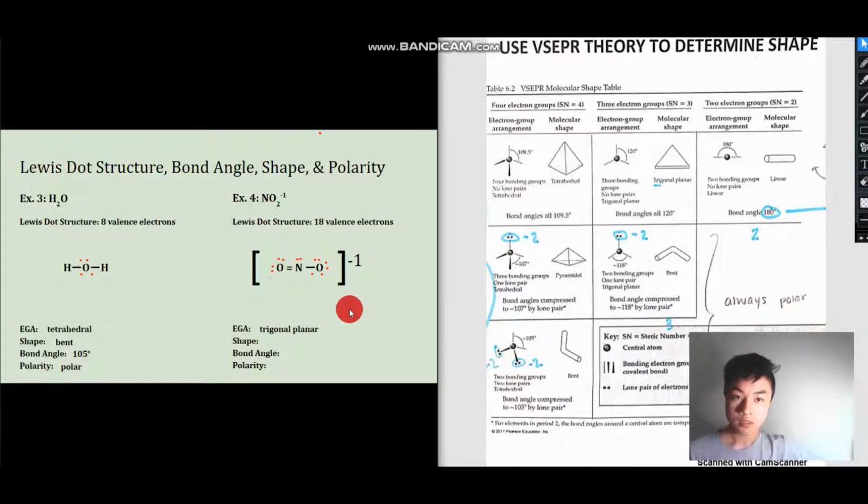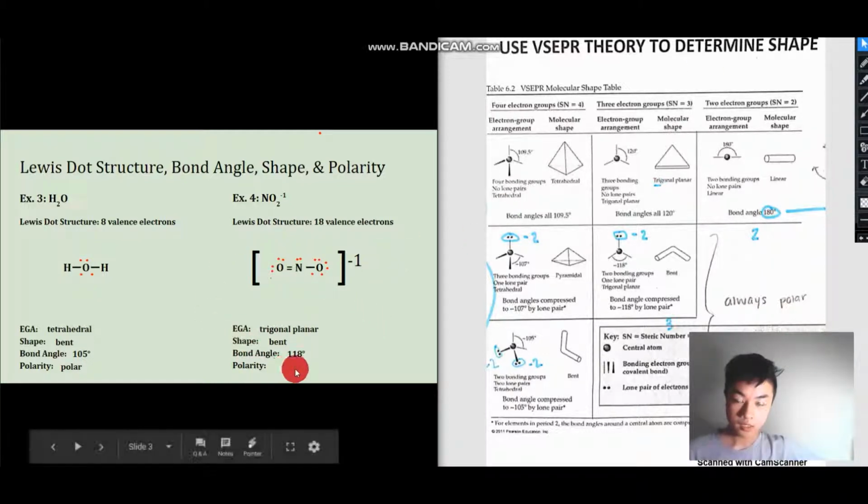The shape is going to be bent because it has 2 bonding groups over here and over here, and then has 1 lone pair. So the bond angle then is going to be 118 degrees. And the polarity, since it is a bent shape like water, is going to be a polar molecule. And so that's all I have for today. Thank you for watching.